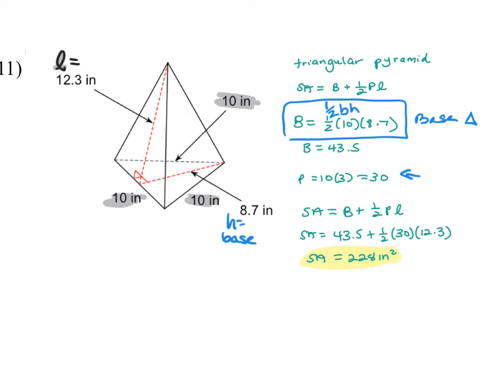So now that I have my base area and my perimeter, I can plug those numbers into my formula to get the total area, or surface area, of my pyramid. So put the base area here, multiply 30 times the slant height times 1/2, and you get 228 inches squared.